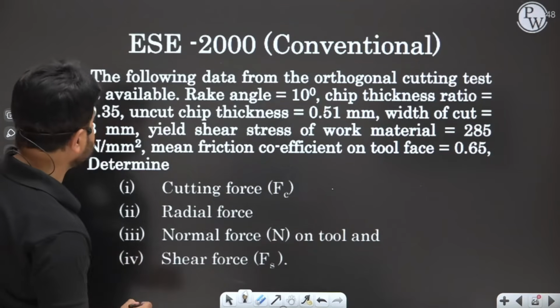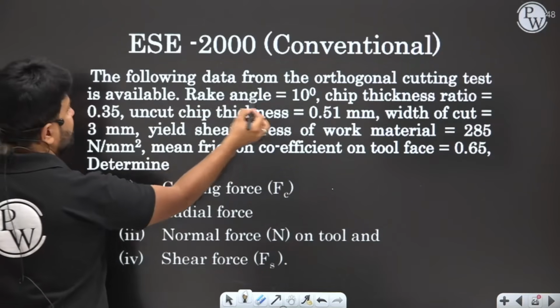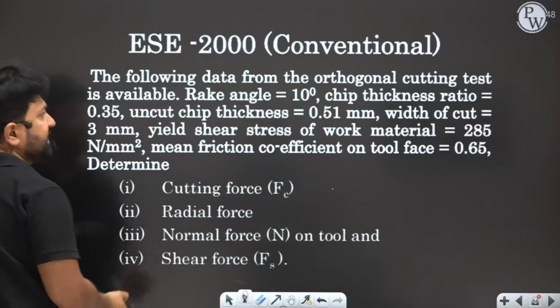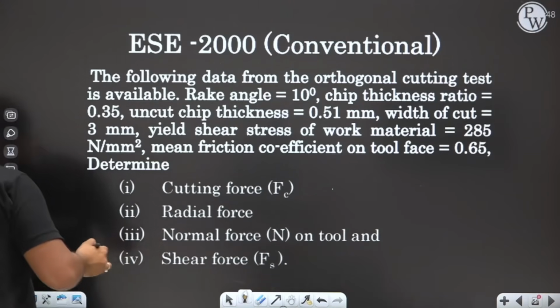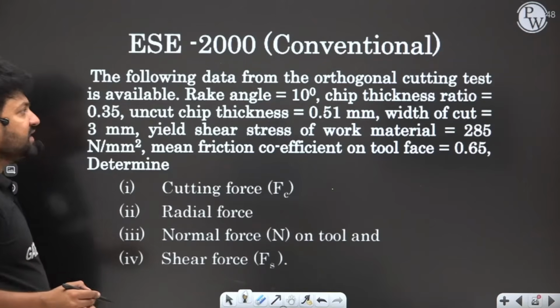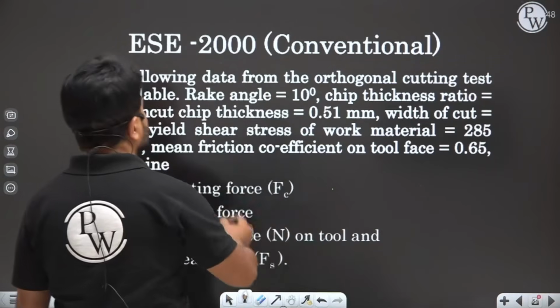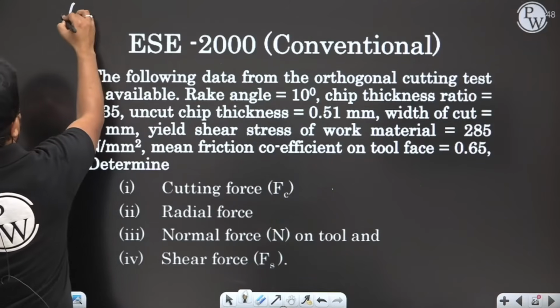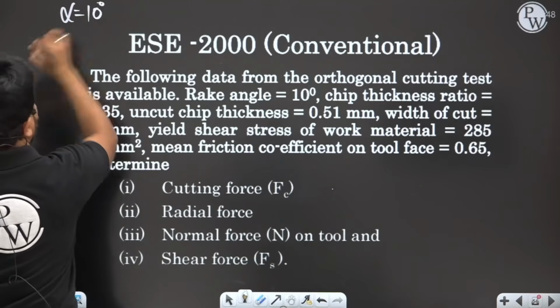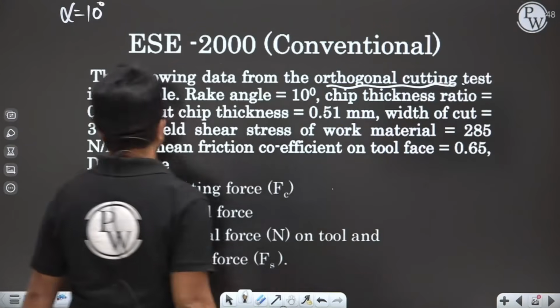Please see, the following data from the orthogonal cutting test is available. Here the rake angle, alpha, is given as 10 degrees. The chip thickness ratio is given as 0.35. It is recommended that you note down this data to solve this question. Okay, it will be beneficial to you. Here alpha is 10 degrees, write it down. It is mentioned that it is an orthogonal cutting test.